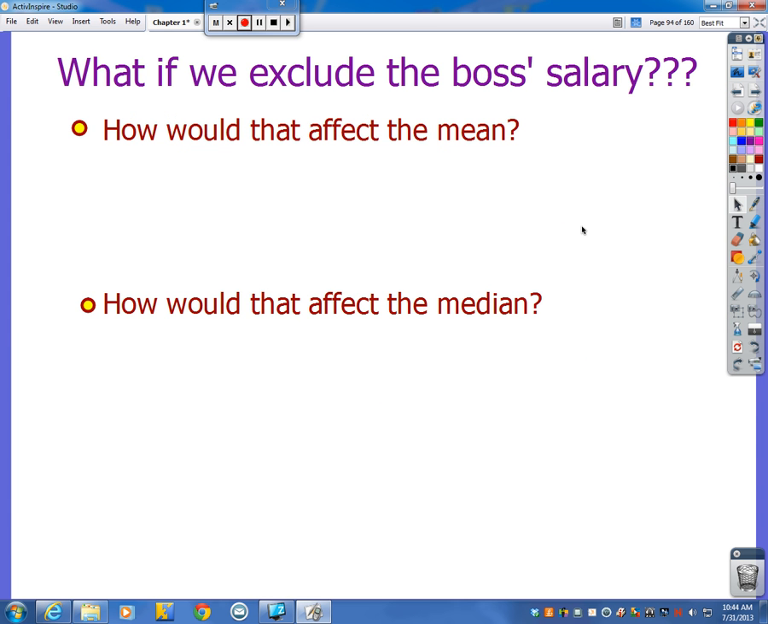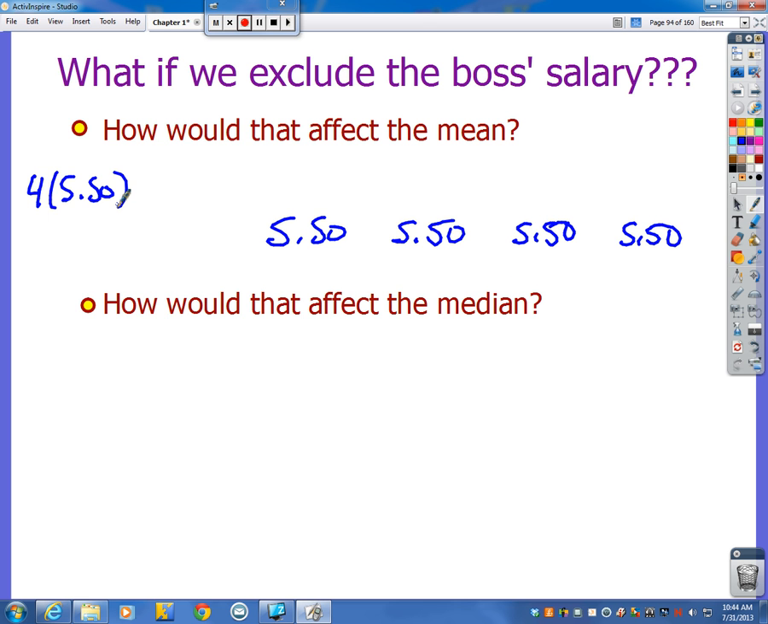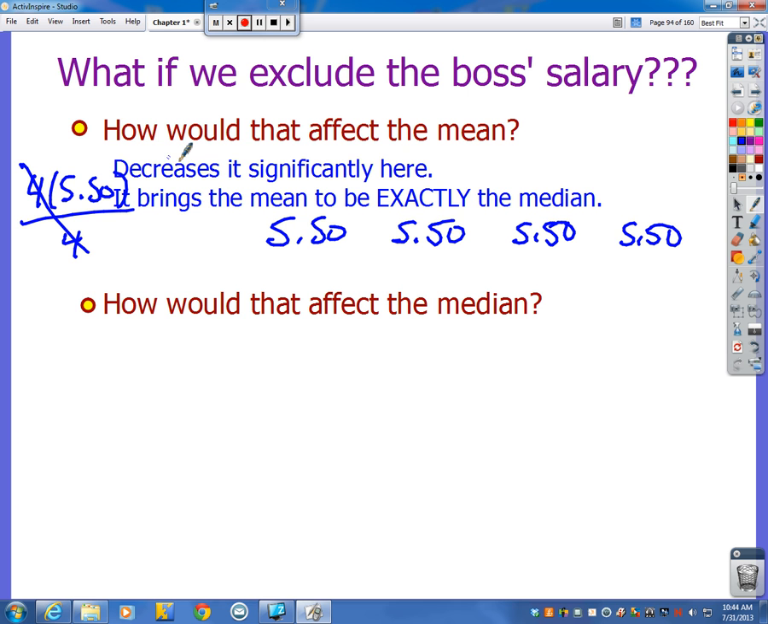Now, what if we exclude the boss's salary? What if we got rid of that $78? How does that affect the mean? Well, now we've got 4 employees all making $5.50 each. So if I added up all 4 of these numbers and divided by 4, well, 4 times 5.50 divided by 4 people, that's just going to cancel, and the mean is $5.50. So now the mean is decreased significantly. It brings the mean to be exactly the median.